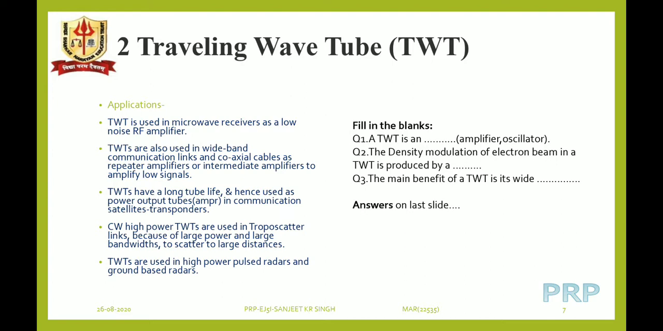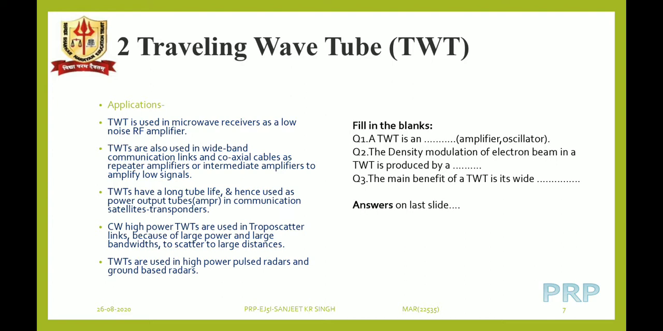amplify low signals. TWTs have a long tube life, and hence it is used as a power output tube or amplifier in transponders of satellites. It is also used in continuous wave high power. TWTs are used in troposcatter links because of the large power and large bandwidth to scatter over larger distances. TWTs are also used in high power pulsed radars and ground based radars.